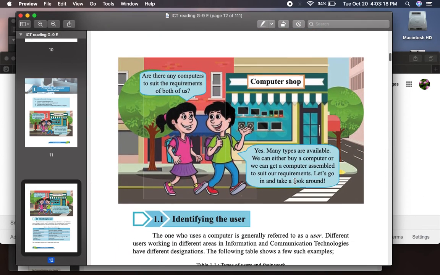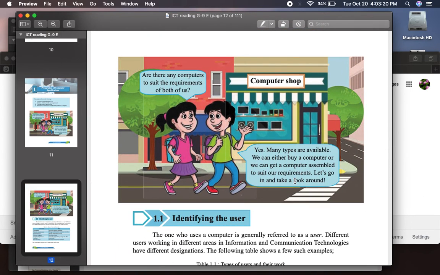When we go on to the second page, the girl says, "Are there any computers to suit the requirements of both of us?" And the boy responds, "Yes, many types are available. We can either buy a computer or we can get a computer assembled to suit our requirements. Let's go in and take a look."